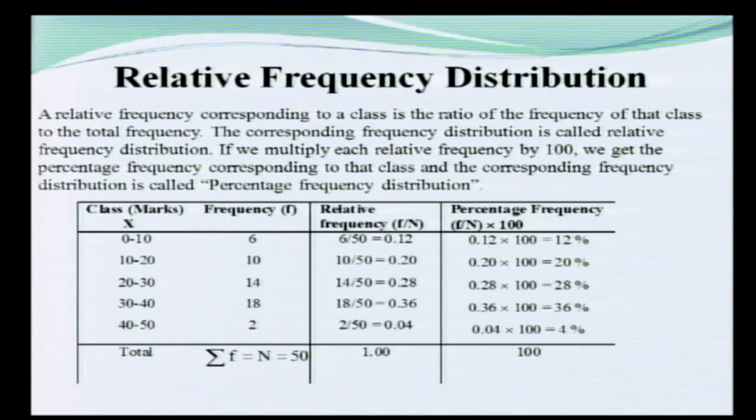So in the example we have given here, that is the marks of the 10th class, the number of students in the class is 50, and marks from 0 to 10 have been obtained by 6 students, 10 to 20 by 10 students, 20 to 30 by 14, 30 to 40 by 18, and 40 to 50 by 2. So then we have calculated here the relative frequency and percentage frequency, and this constitutes the relative cum percentage frequency distribution.